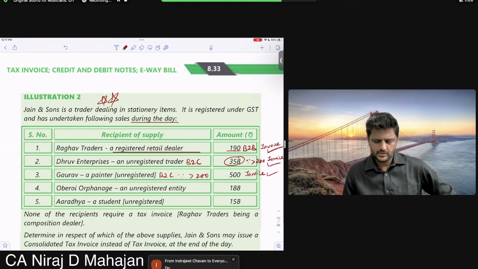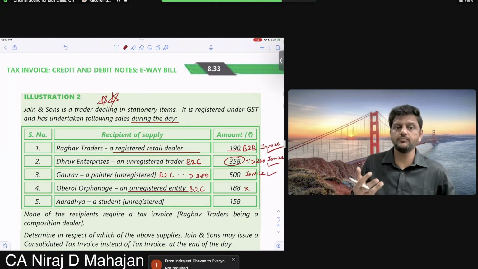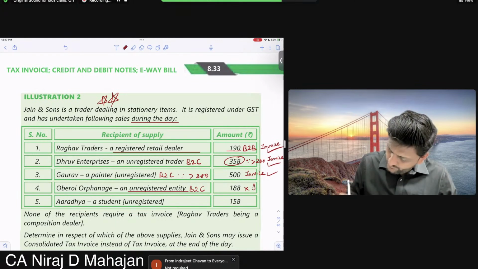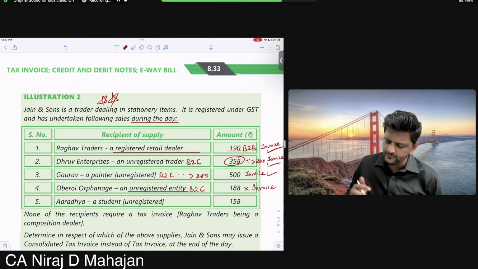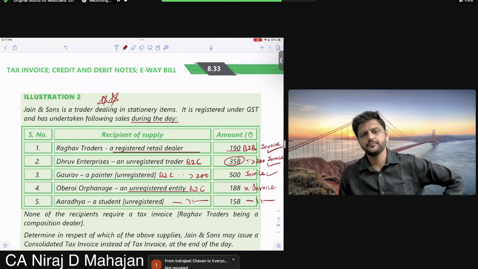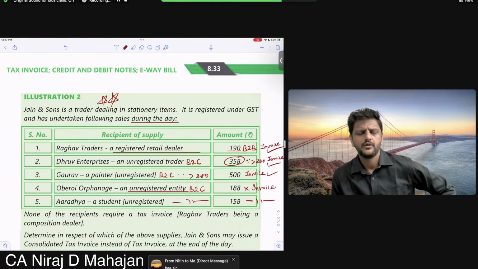Oberoi orphanage, an unregistered entity, we'll call it as B2C, and less than 200 not required. We will have to assume that Oberoi has not asked for invoice. Aradhya student unregistered 158, not required. Nitin, okay? Any doubt? Ask me. Any transaction you can ask me. 1, 2, 3, 4, 5, whichever you have doubt. Akshay, okay? Good.